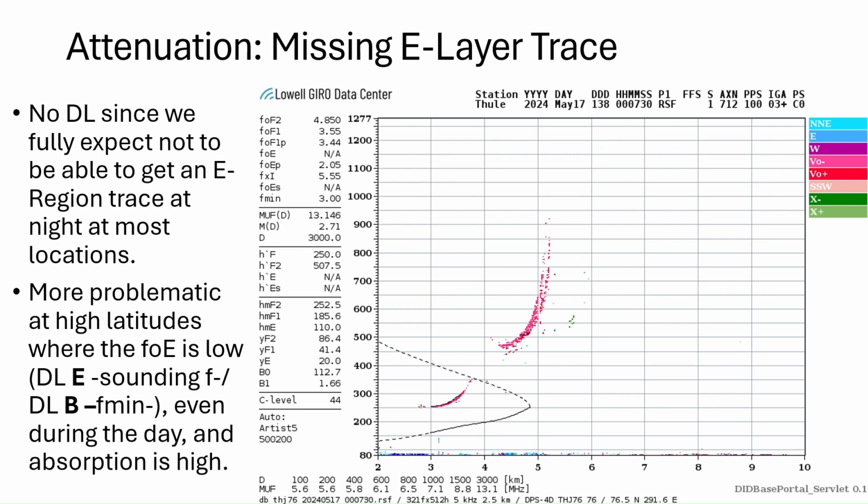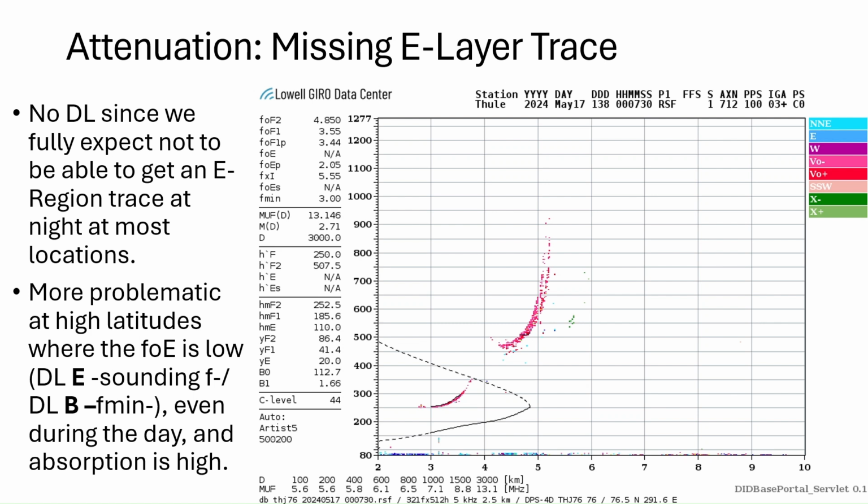Right, so here's an interesting ionogram from Thule in the middle of the polar cap. I'm not going to use a lot of high latitude ionograms here, but this is a pretty simple illustration. This is from a few days ago, where we've been experiencing a relatively weak solar energetic proton event. And so there's quite a bit of attenuation.